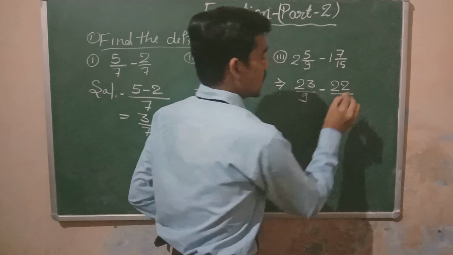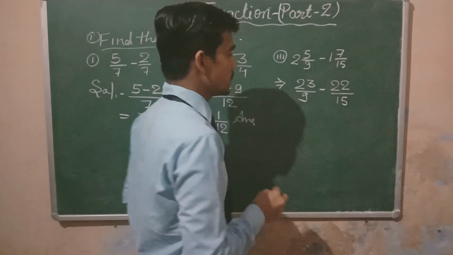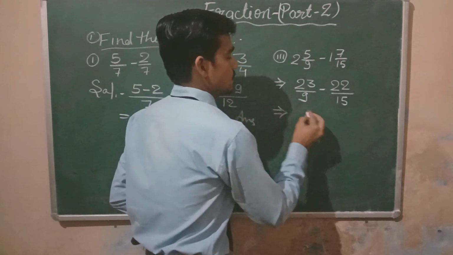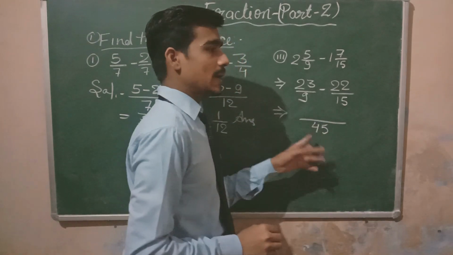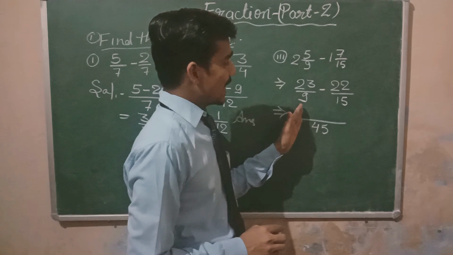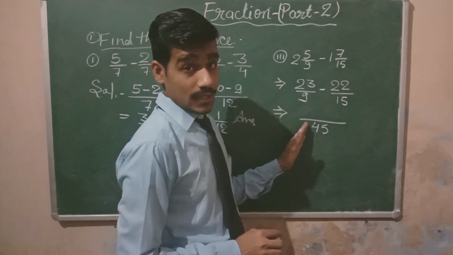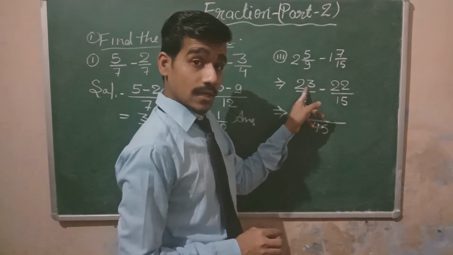Clear? And what is the LCM of 9 and 15? It is 45. 45 divided by 9 we get 5, and 5 multiplied by this number.